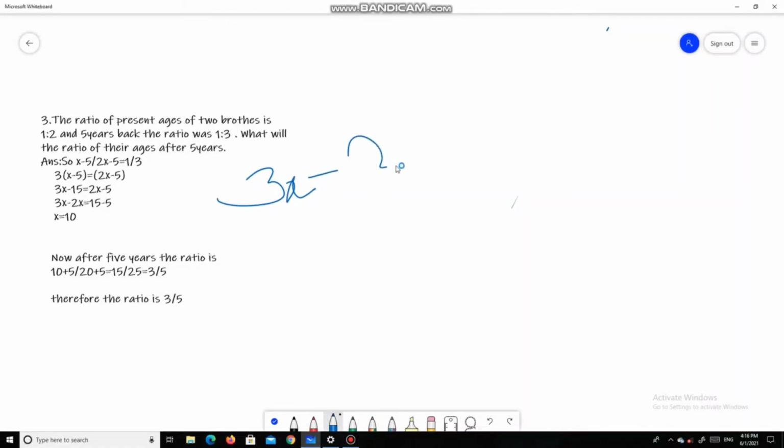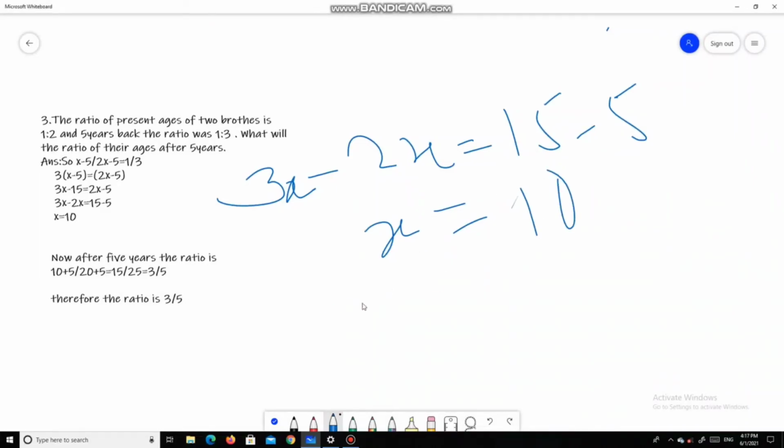3x minus 2x, negative, this was positive, I changed to negative, and this negative will come to positive sign, like this. 15 minus 5. Now this 3 minus 2 is equal to x only, 1x, and 15 minus 5 means 5 minus 15 is equal to 10. Okay, now x is equal to 10.